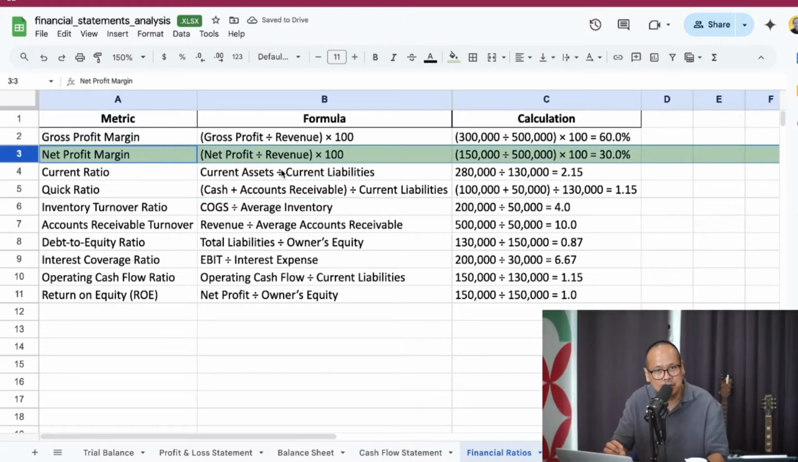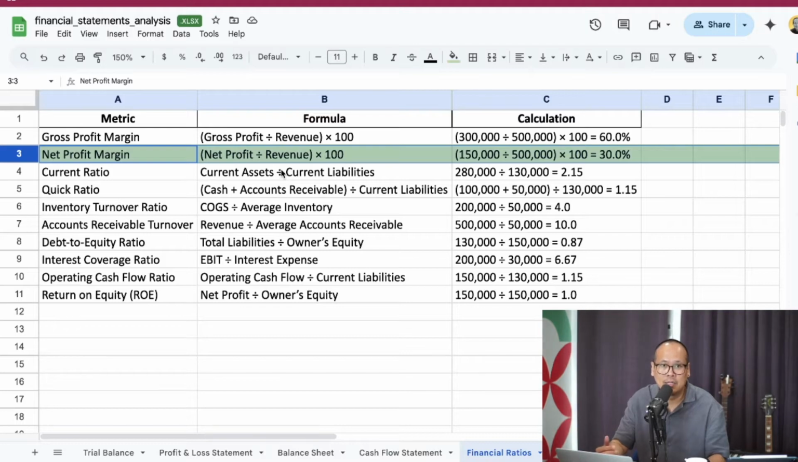The second ratio is net profit margin. The formula is net profit divided by revenue. The result will be multiplied by 100 to get the percentage. So in this example, 150,000 divided by 500,000 will be equal to 30%. In a typical retail industry, 5 to 10% is the baseline.